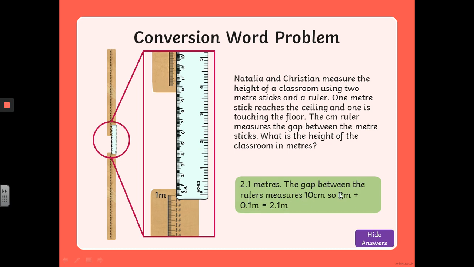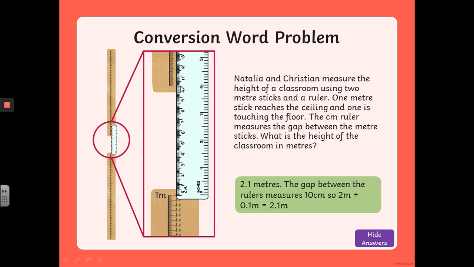2.1 meters. The gap between the rulers measures 10 centimeters, so 2 meters plus 0.1 meter is equal to 2.1 meters. Okay, I took it as 9.5, no problem. If you've taken it as a whole number, that's also fine. From here till here, 10 centimeters. If you take it as 10 centimeters, that's also fine. 9.5 centimeters, that's also fine.